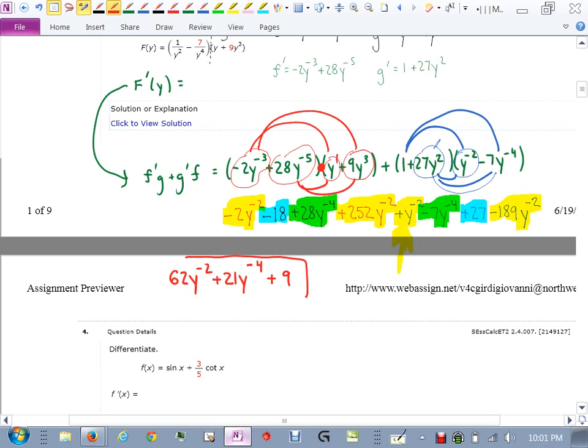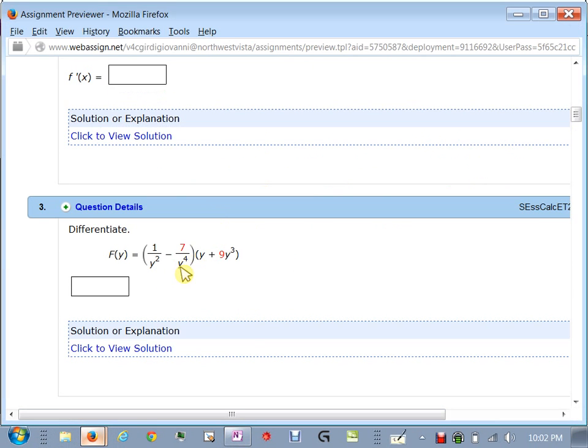We can box that up as our answer. Or if you wanted to, you could write that as 62 over y squared. So drop the things with negative exponents down for 21 over y to the 4th plus 9. I would like to check that and make sure it's okay.